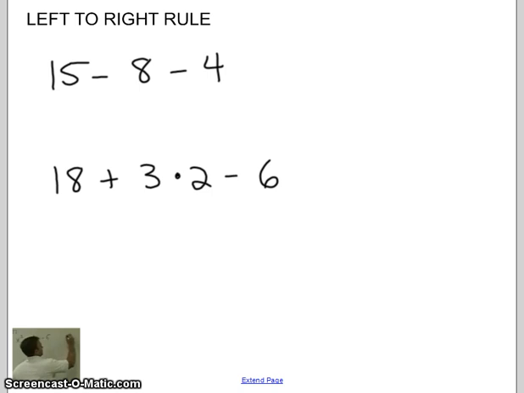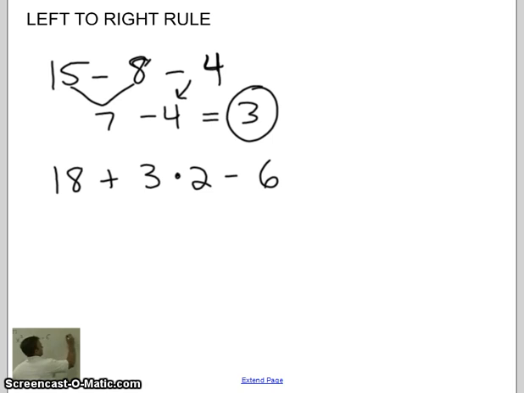The left to right rule tells us what order we need to go in. For this problem here, 15 minus 8 minus 4, I can't do this first. I have to go in order. So I have to do 15 minus 8, which is 7. And I have 7 minus 4, which is 3.